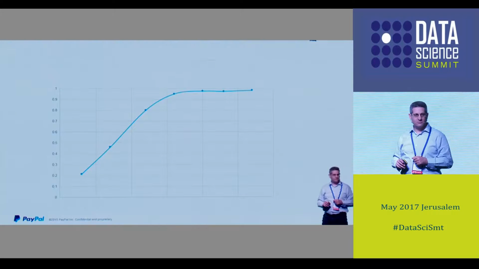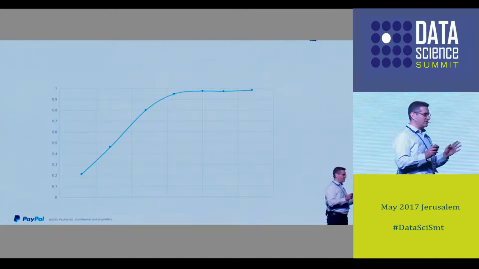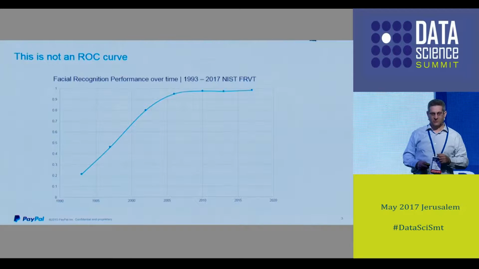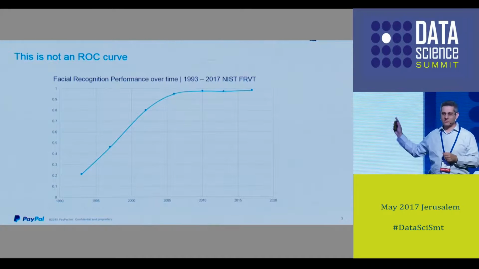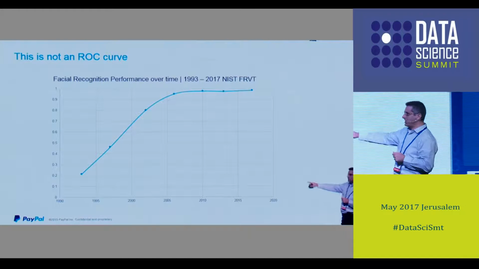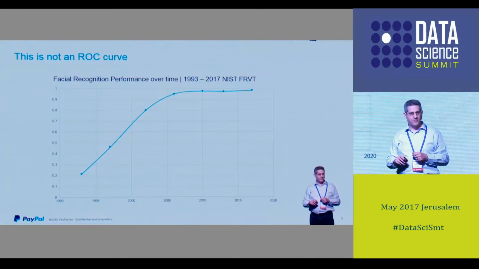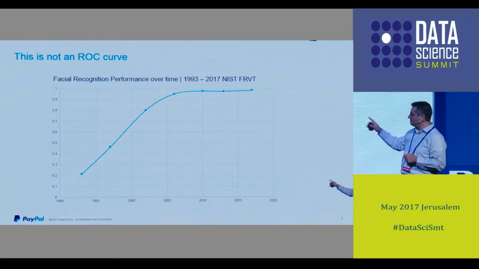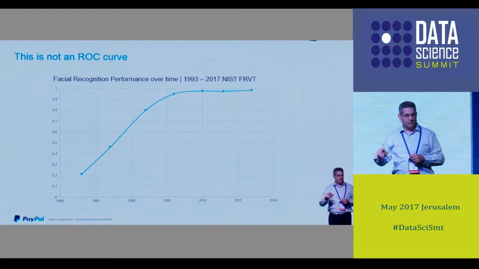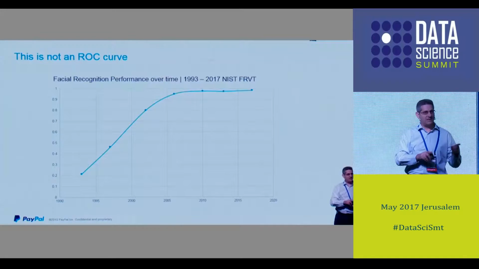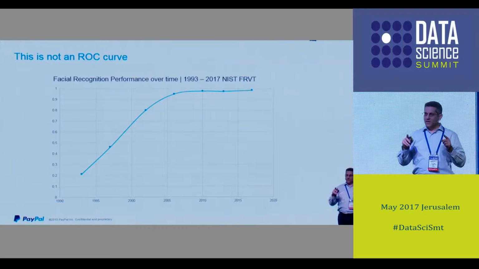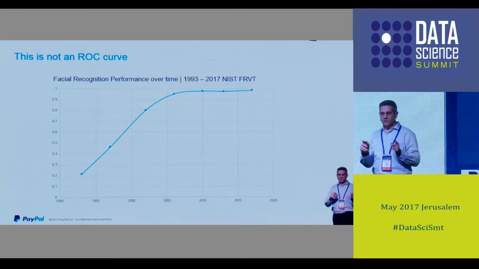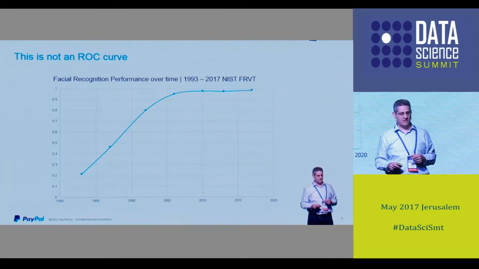Many of you may look at curves similar to that in your day-to-day work, but this is actually not an ROC curve. This curve demonstrates the progress in facial recognition over the years. What is interesting and important to note about this curve is that the performance of these algorithms probably remains the same today as it was decades ago. And the reason is because the face of the human has not changed much in the last 200,000 years.